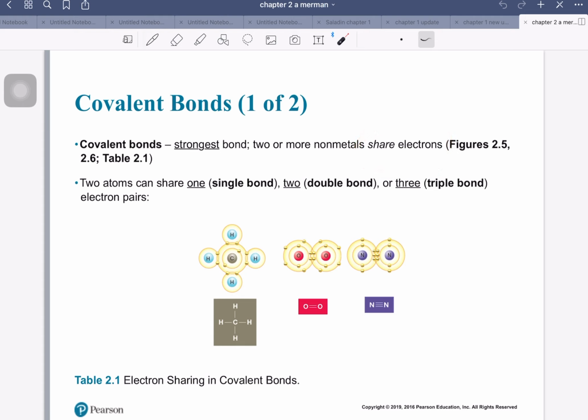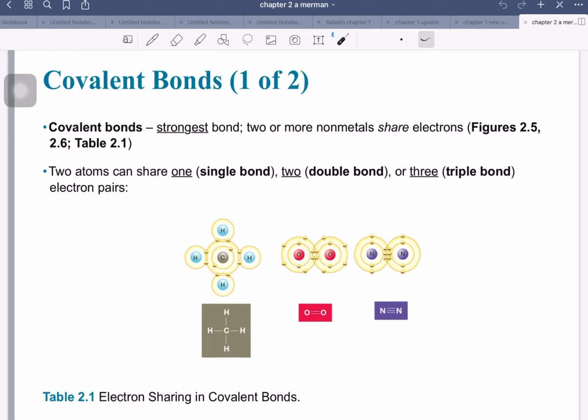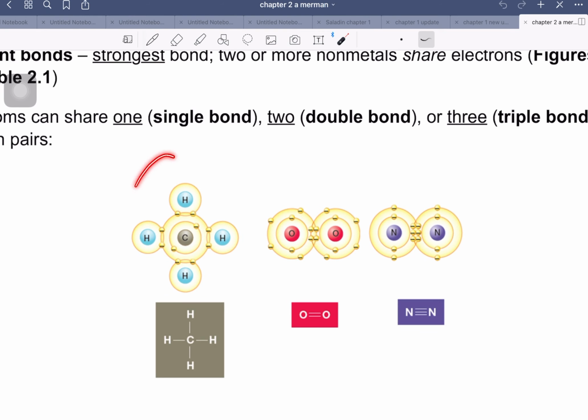Now, in some cases, the two atoms can share one, which we call a single bond, or two, which is a double bond, or three, which is a triple bond. And we can see some examples of that here. Here we can see in this methane, a carbon is attached to individual hydrogens, and we're just looking at the sharing of just one electron. And thus we represent it with the single.